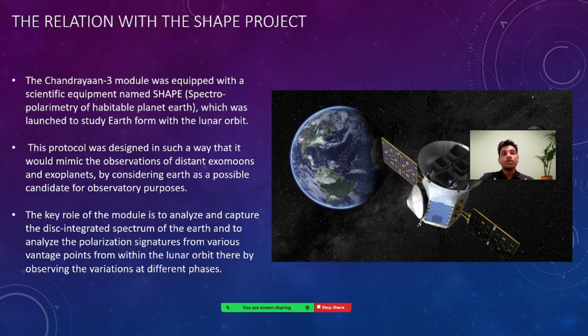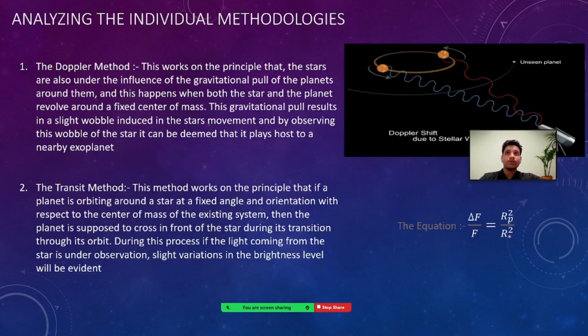The entity was launched to the lunar orbit before the module was landed, and observing the Earth from the lunar orbit would mimic the observations of a distant exomoon or exoplanet by considering Earth as a possible candidate for observatory purposes. The key role of the module is to capture and analyze the disk-integrated spectrum of the Earth and the polarization signature from various vantage points within the lunar orbit, thereby observing the variations at different phases. This would give us dummy reference points in future relations for deep space exploration.